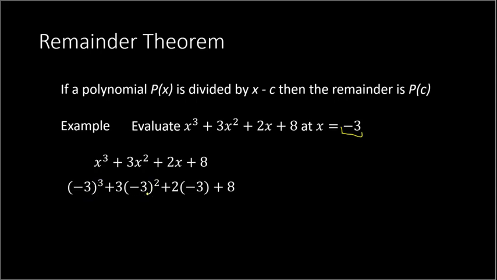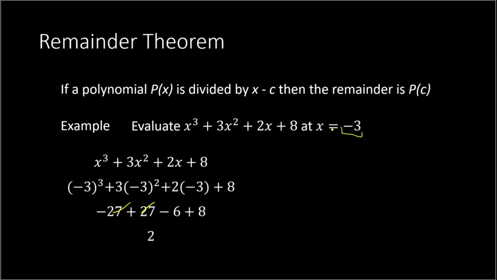-3 squared is positive 9 times 3. That gives you positive 27. 2 times -3 is -6 plus 8. So -27 plus 27 would cancel. -6 plus 8 would give you a positive 2. So that's nothing new. We've done this before. You've plugged in numbers before and evaluated.